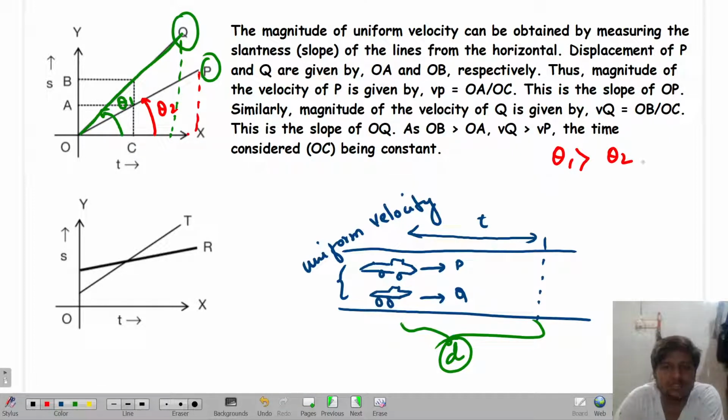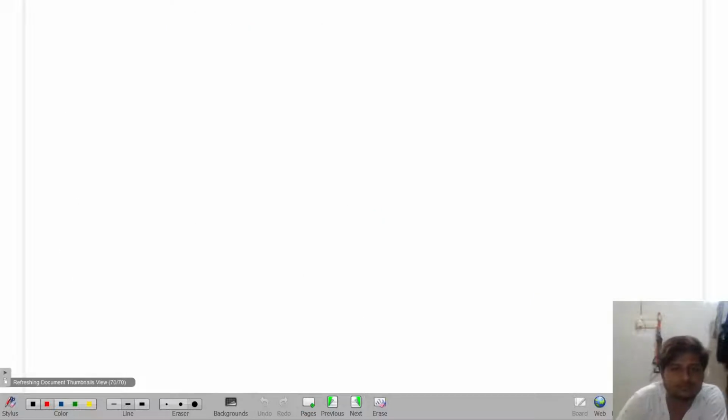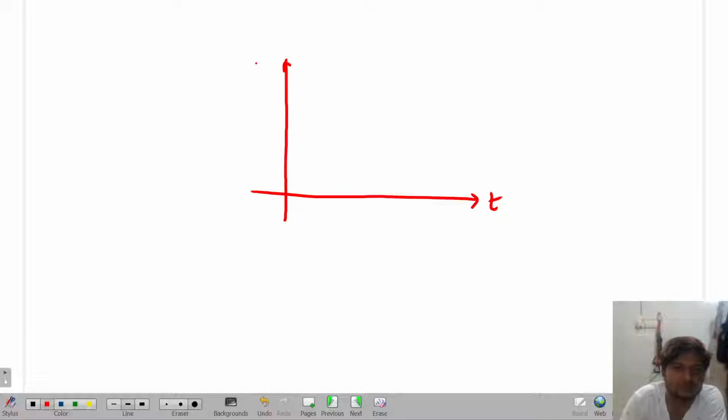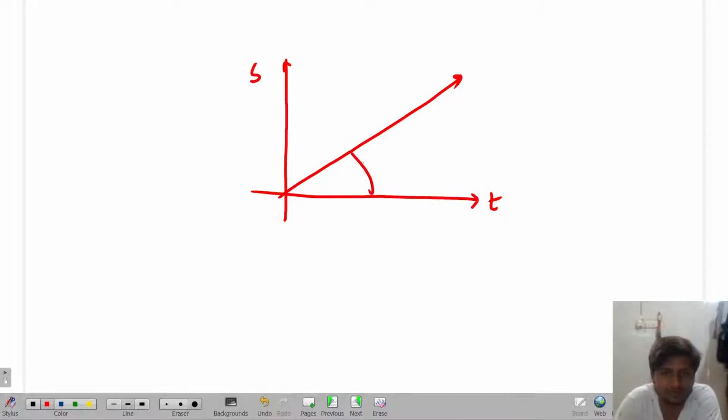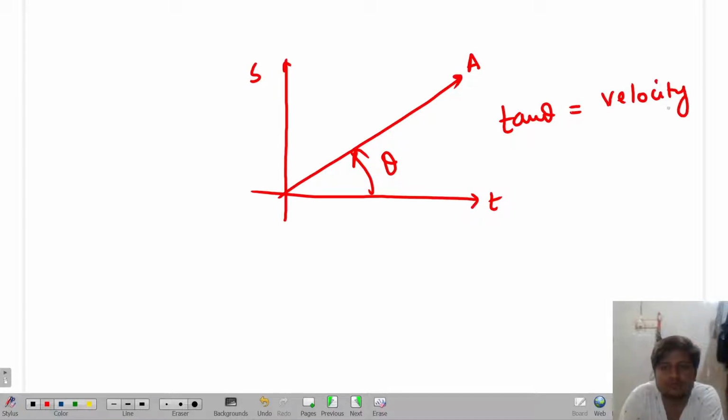Now, we know that if theta 1 is greater than theta 2, then tan theta 1 will also be greater than tan theta 2. But try to understand what I told. Let's suppose this is time, this is displacement, and you have a linear graph over here. If you measure this theta, so this tan theta is going to give you what? Let's suppose this is particle A which is moving. This tan theta is going to give you the velocity of particle A. Simple or not? Tell me yes or no.